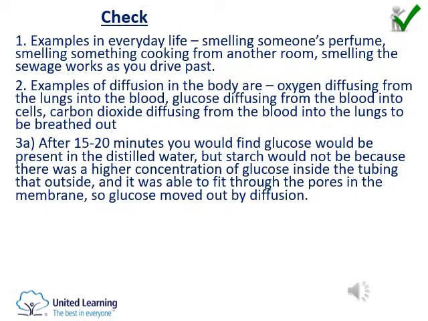Question number 3a was where we had to describe and explain what had happened in that experiment. After 15 to 20 minutes you would find that glucose would be present in the distilled water, but starch would not be present in the distilled water. Remember, starch is a much bigger molecule. There's a higher concentration of glucose inside the tubing, so it's going to move by diffusion from the high concentration inside to the lower concentration outside the tubing in the distilled water. And glucose is small enough to fit through the pores in the membrane, so it moves out by diffusion.